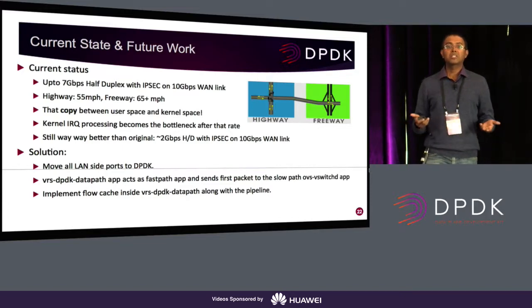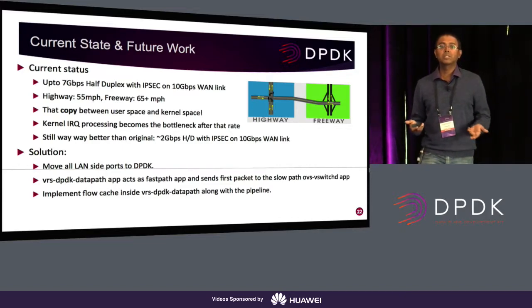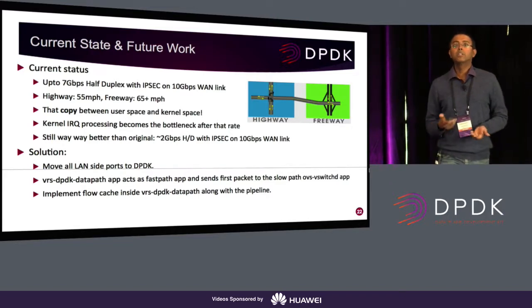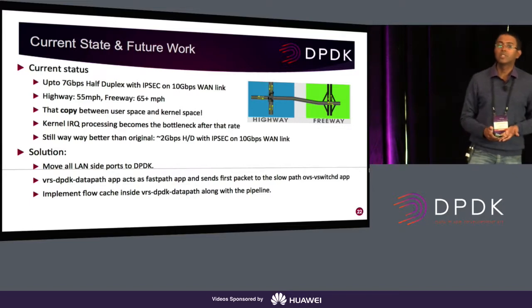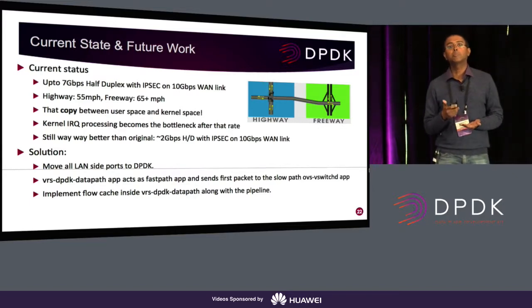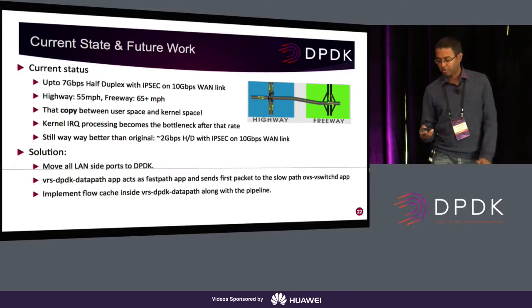As I said, the whole discussion is about how we can improve performance, and this is continuous work. We can actually improve it even further by bringing all the access side ports into the DPDK application. However, this requires work in the upstream OVS as well as on ourselves to implement things like conntrack, iptables, and stuff like that. So once that is done, we would be able to get all the way to a freeway limit.